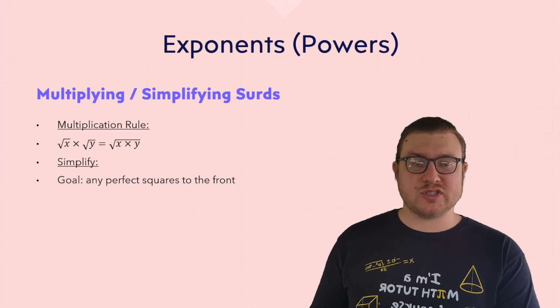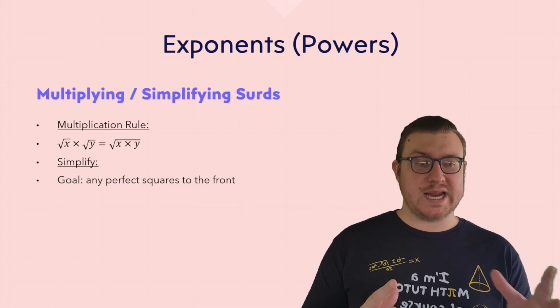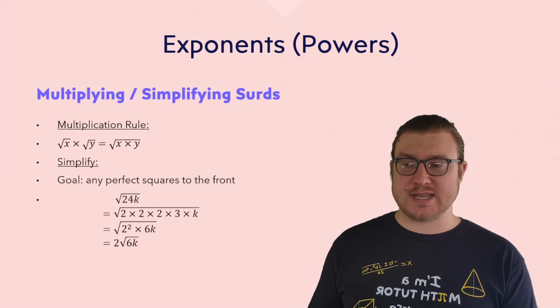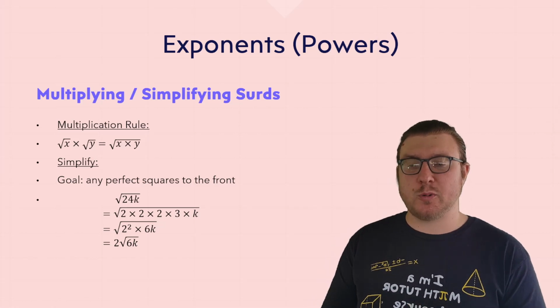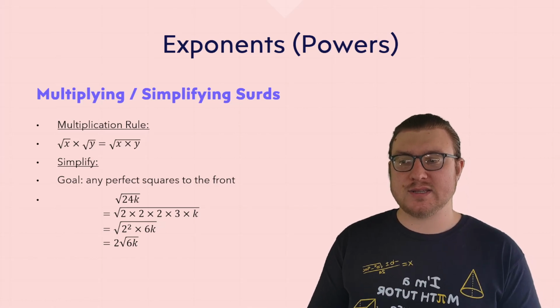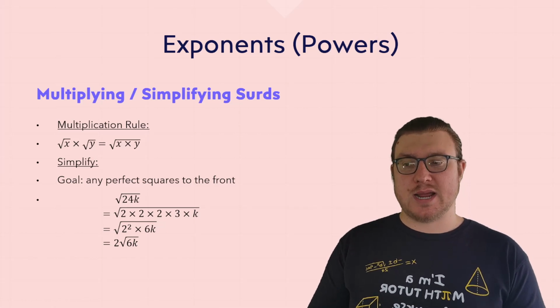Our goal here is to have a perfect square in front of the radical. We want to take anything out that we can. So let's have a look at this example. We have the square root of 24k. First, we can write 24 as a product of prime numbers, 2 times 2 times 2 times 3 times k.